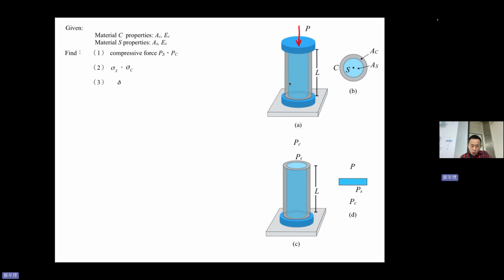And then we want to find the compressive force for PS and PC. PS and PC. So, and also we want to know the sigma S and sigma C, the normal stress in S, normal stress in C. S and C are material, right?